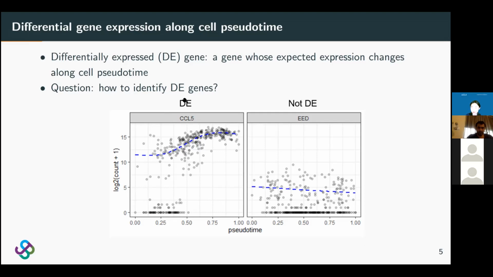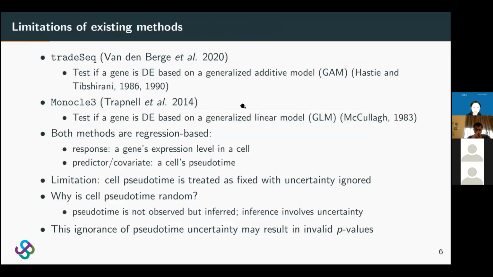Although we didn't do a statistical test yet, we can see that visually it makes sense to call it DE. And the other gene, if you look at its expression, it's not changing so much along pseudotime. So we want to call this non-DE. Then the question is how to identify genes as DE or non-DE.